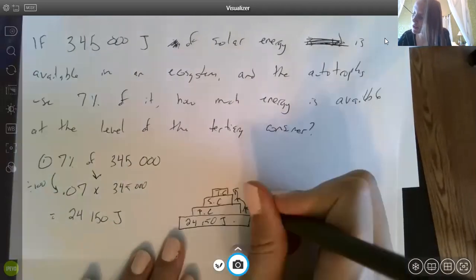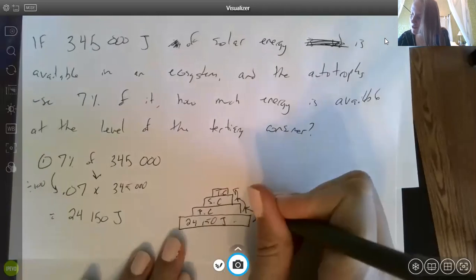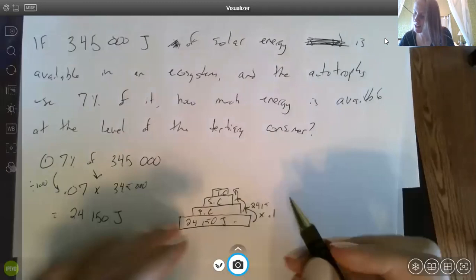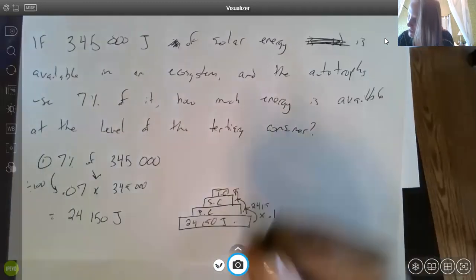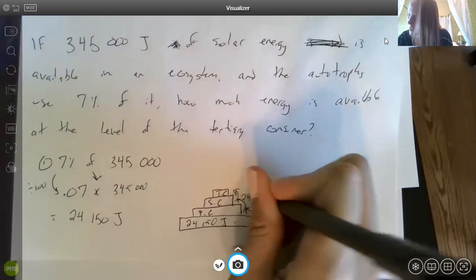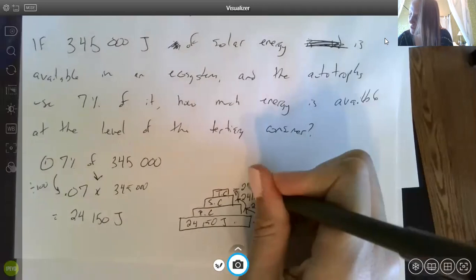So 24,150 times 0.1 is 2,415. Times it by 0.1 again, and we get 241.5. Times it by 0.1 again, and we get 24.15.